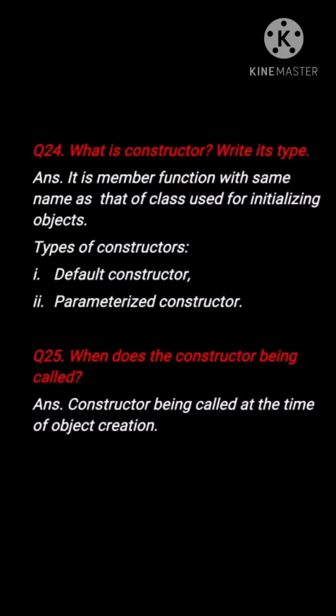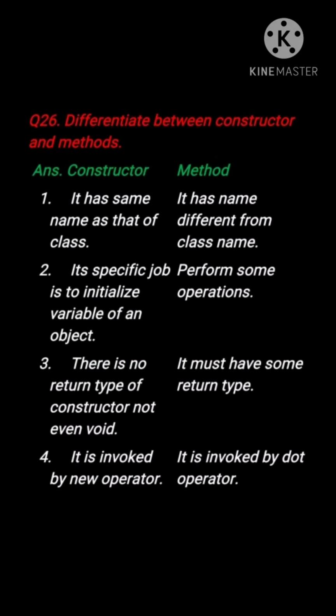The next question belongs to that only. When is the constructor called? I think you already know that a member should be called once you want to execute it. Suppose you have to find the square root, then the method sqrt is called. So when is the constructor called? It is called at the time of object creation. Whenever you get the object, the constructor is called at that time only.